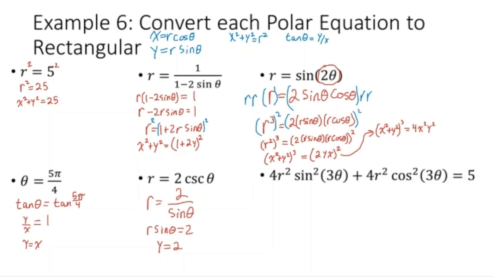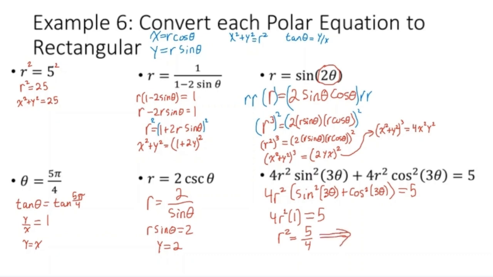But if we observe, our left-hand side can be simplified. 4r squared is a common factor, so we can factor out the 4r squared. Sine squared 3 theta plus cosine squared 3 theta, thanks to the Pythagorean identity, is equal to 1. And anything times 1 is itself. So to isolate the r squared, we'll divide by 4, and we get r squared equals 5 over 4. So our original equation, still in polar form, can be simplified down to r squared equals 5 over 4.